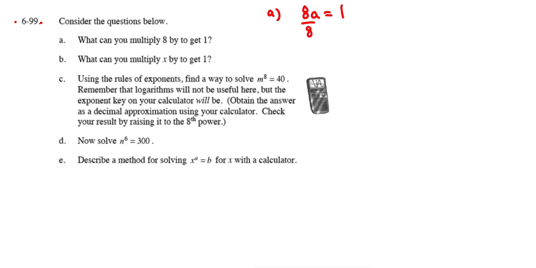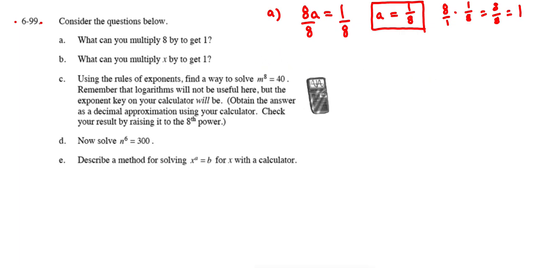Well, if I isolate that unknown number and get it by itself, that unknown value has to be 1/8. So if I multiply 8 times 1/8, I should get 8/8, which equals 1.